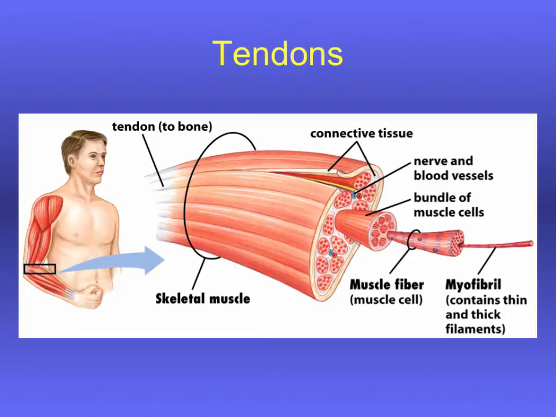But if you zoom in even more, if you take a closer look at a single muscle fiber, what you're going to find is there are what are called myofibrils, which are the subcomponents of the muscle cell. And those myofibrils then, in turn, contain both thick and thin filaments, which are the contractile units of the muscle itself. They are the ones that actually do the heavy lifting, so to speak, when it comes to muscle contraction.